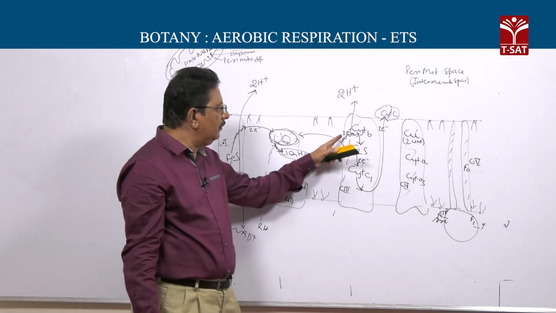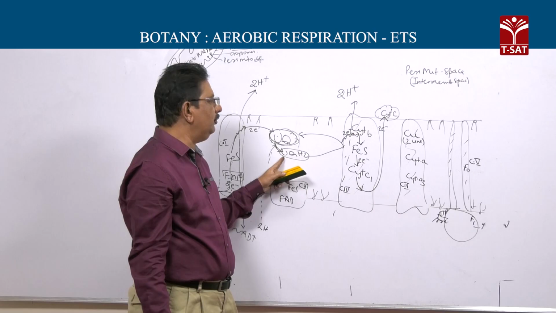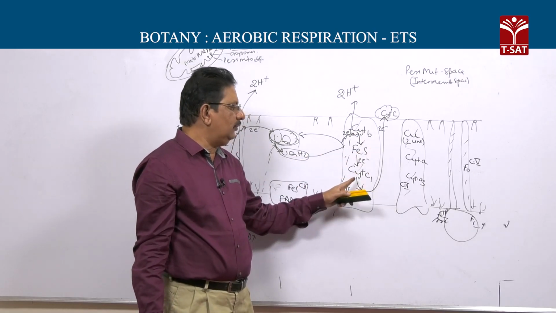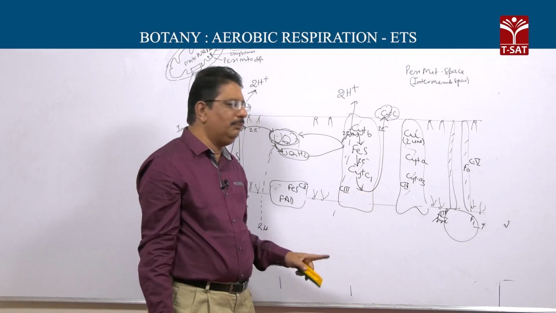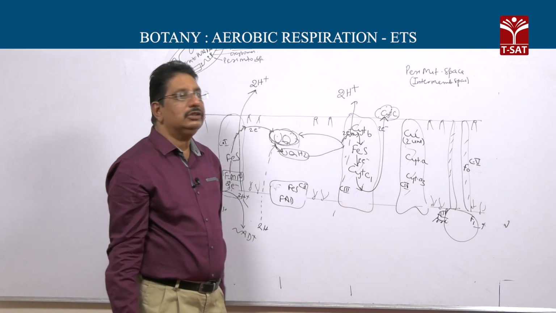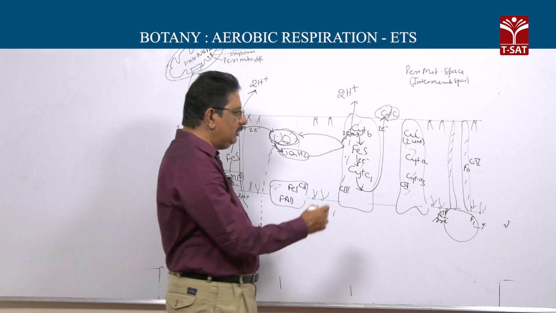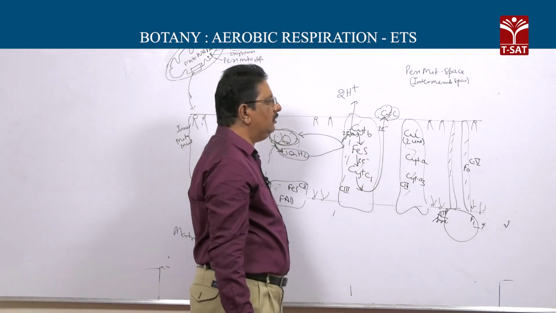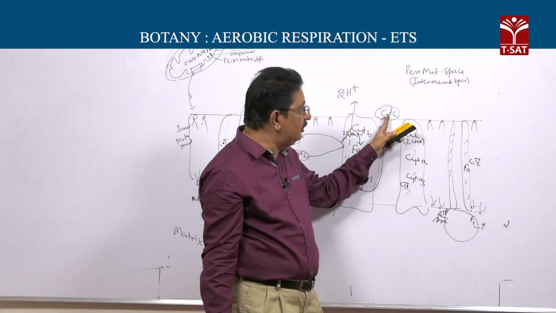So a pair of electrons transfer from ubiquinol to cytochrome B, iron sulfur, and cytochrome C1 of complex 3. Two protons are released, and these electrons are taken by cytochrome C. So now cytochrome C is reduced.